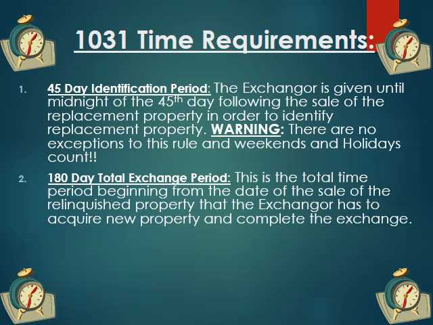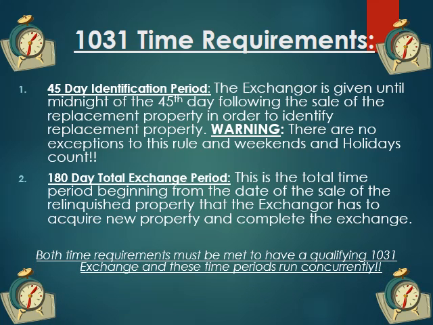180-day total exchange period. It's the total time period from the beginning date of the sale of the relinquished property. And these two dates run concurrently. The first 45 days of the exchange period is the identification period, and then the remaining days make up the total of the 180-day period. And both periods run concurrently.